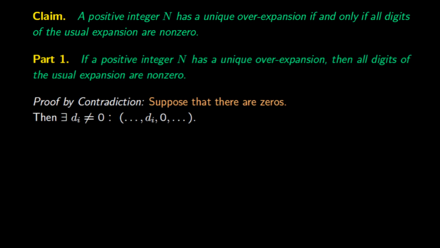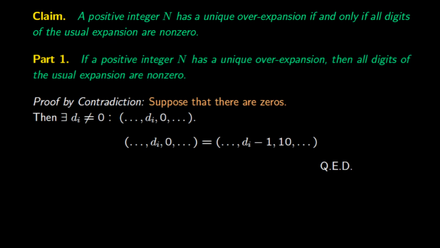Since it is a positive integer, there must be a non-zero digit to the left of a block of 0 digits. Let di be that digit. di is positive, and not a 0, since it is in the usual expansion. Now the carryover method introduced earlier allows us to change that usual expansion to an overexpansion. Remember, a usual expansion counts as an overexpansion. Hence it contradicts the assumption that n has a unique overexpansion.